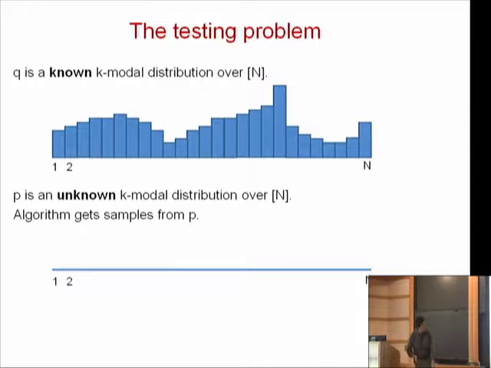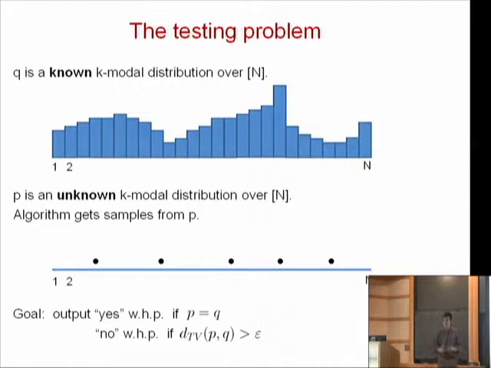We're also going to talk about a testing problem. And we actually study a couple of different testing problems, but in this talk, I'll just deal with the simplest one. The particular testing problem I'll talk about today is that we have a known k-modal distribution. That's this distribution Q. So you have the entire histogram for it. You know everything about it explicitly. There's an unknown k-modal distribution, P, and we get samples from P.